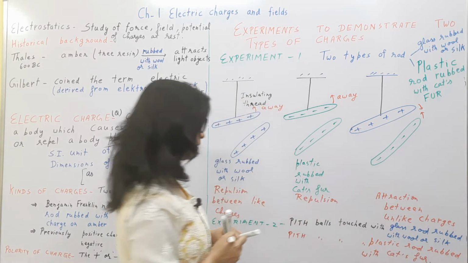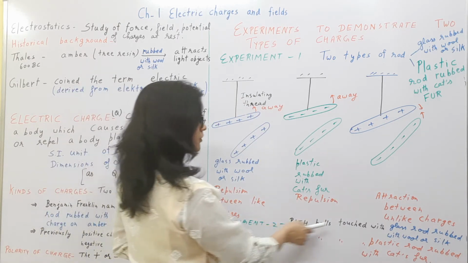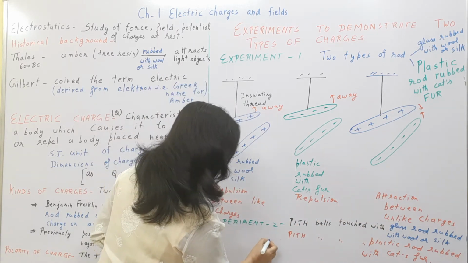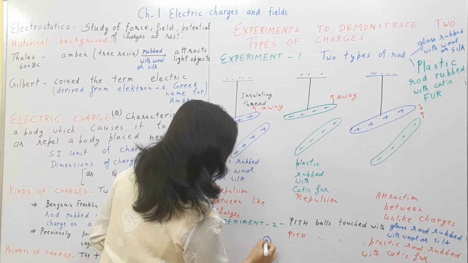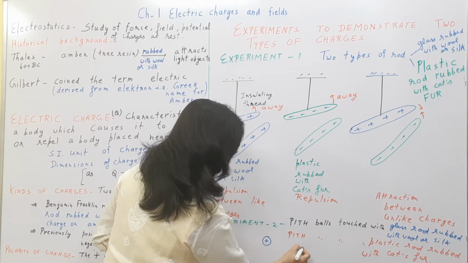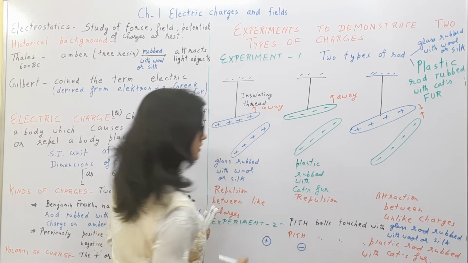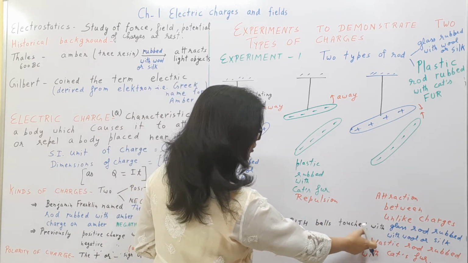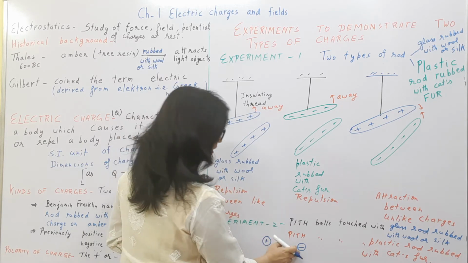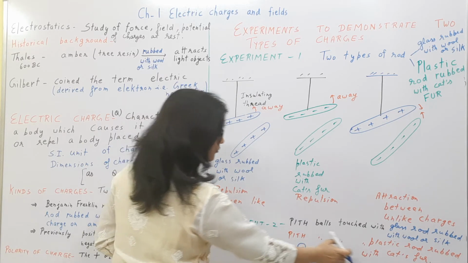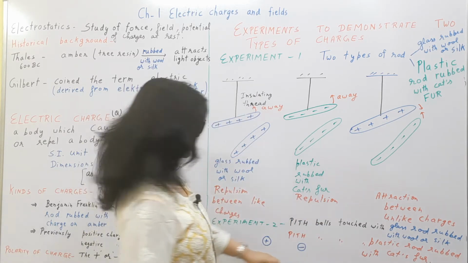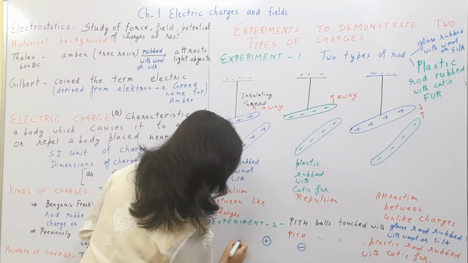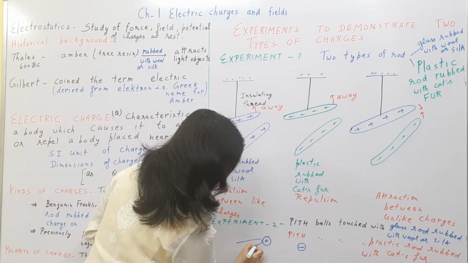Now these pith balls are taken because the one which is in contact with the glass rod rubbed with silk will have a positive charge, and the one which is touched with the rubber or plastic rod, which is rubbed with cat's fur, will have negative charge, right? So this is how it got this charge.